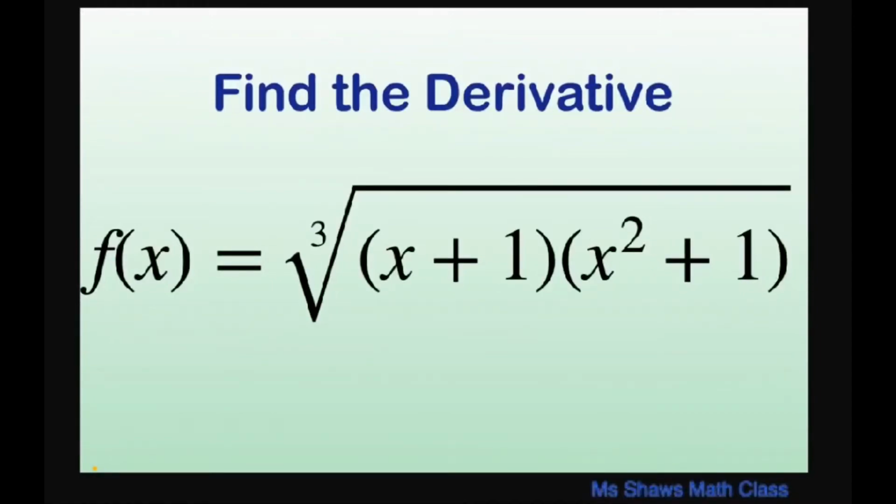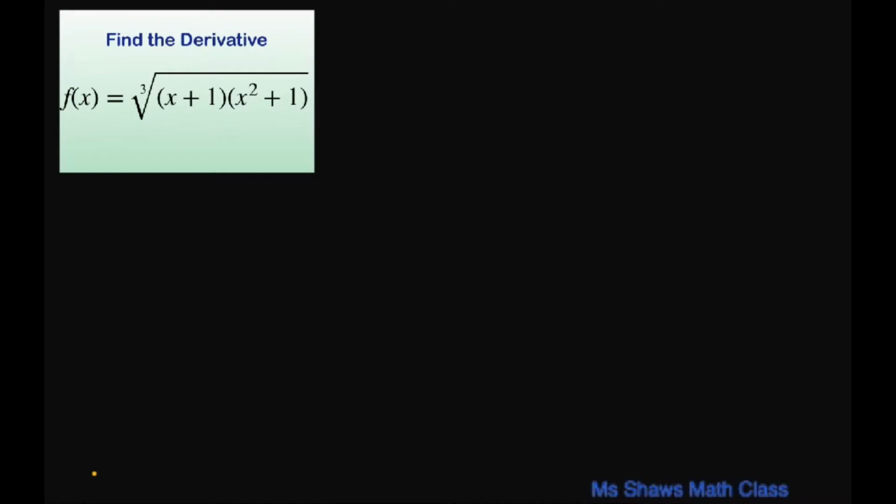We're going to find the derivative for f of x equals the cube root of (x plus 1) times (x squared plus 1). Basically we're going to use the product rule. And what I'm going to do is rewrite this by cubing both sides.